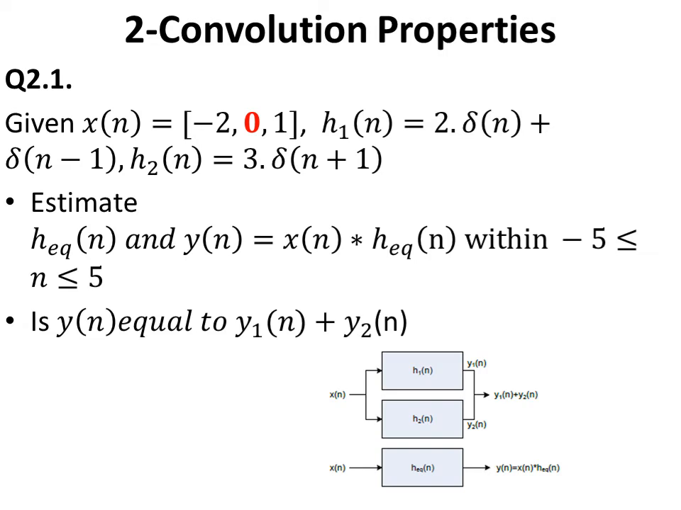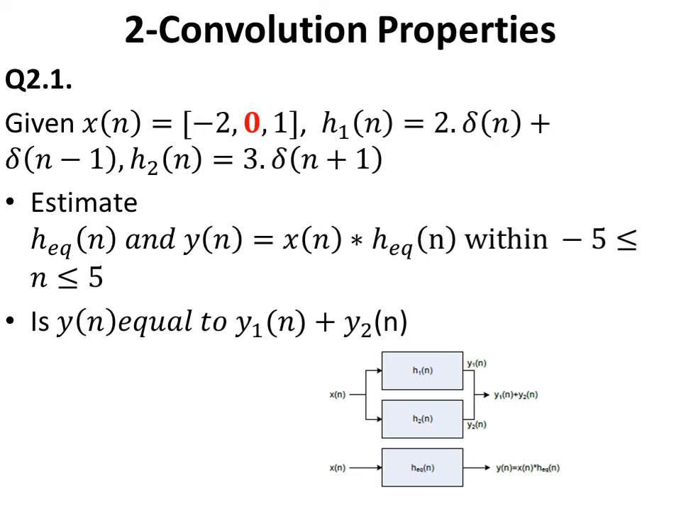So in here, what we can do is first define what is Xn, right? Then you can define H1n, then you can define H2n, right? Then by convolving Xn with H1n you can find Y1n, then convolving Xn with H2n you can find Y2n, right? Then adding Y1n and Y2n together you can find Y1n plus Y2n. So that is our first result, right?